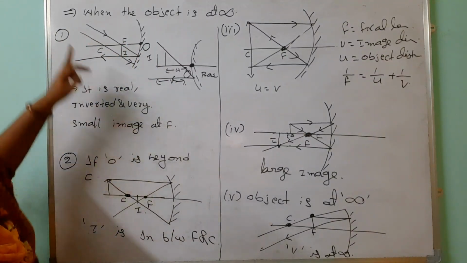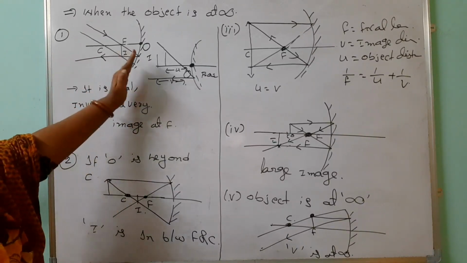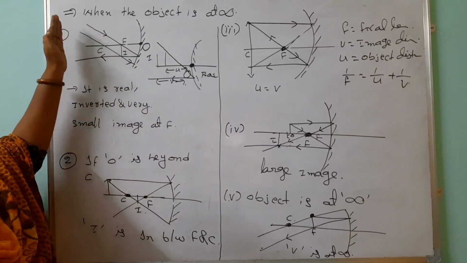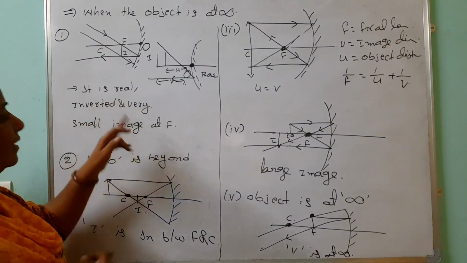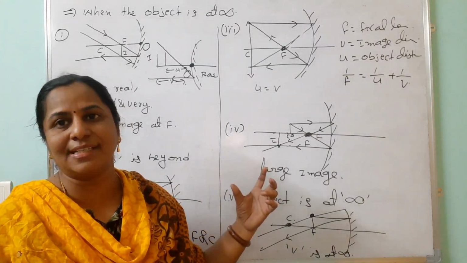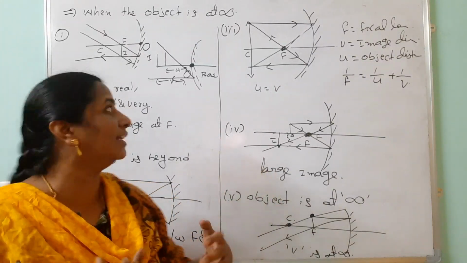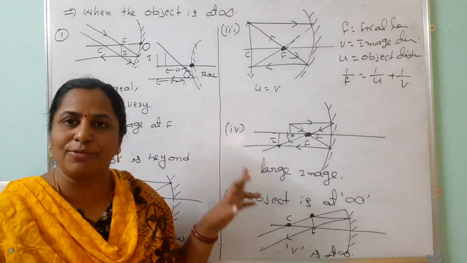In this case, when the object is at infinity, we can observe that the real image is on the same side as the object. That's why this is real, and the image is inverted. When the object is at infinity, the image is the reverse of that, and that too a very small image, which we observe at the focal length.